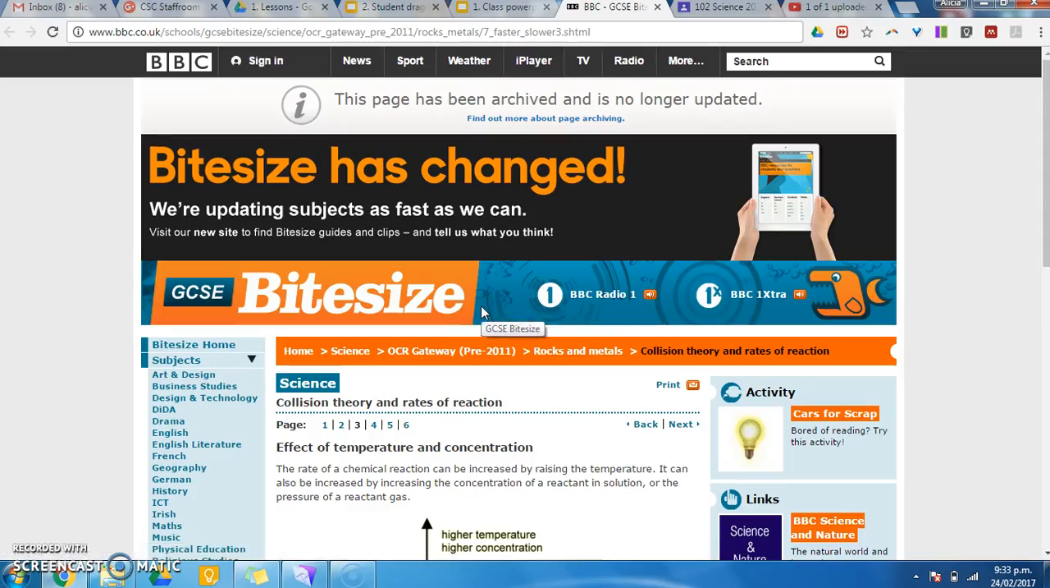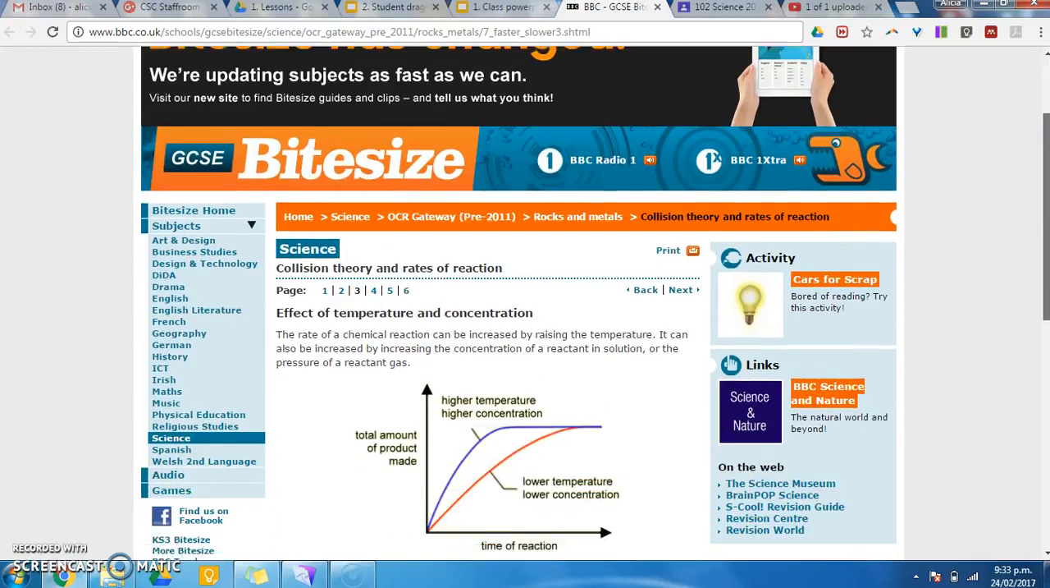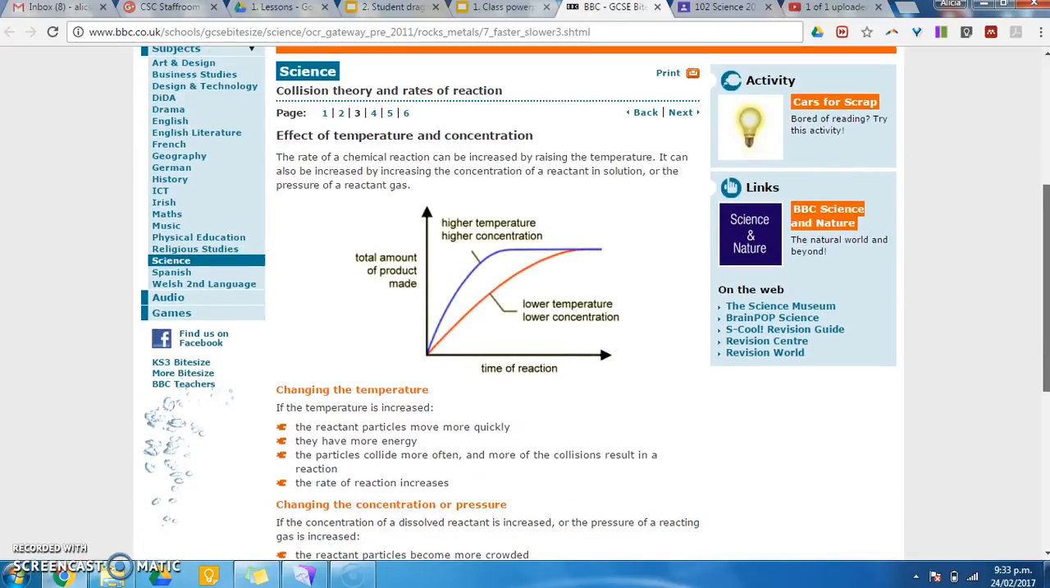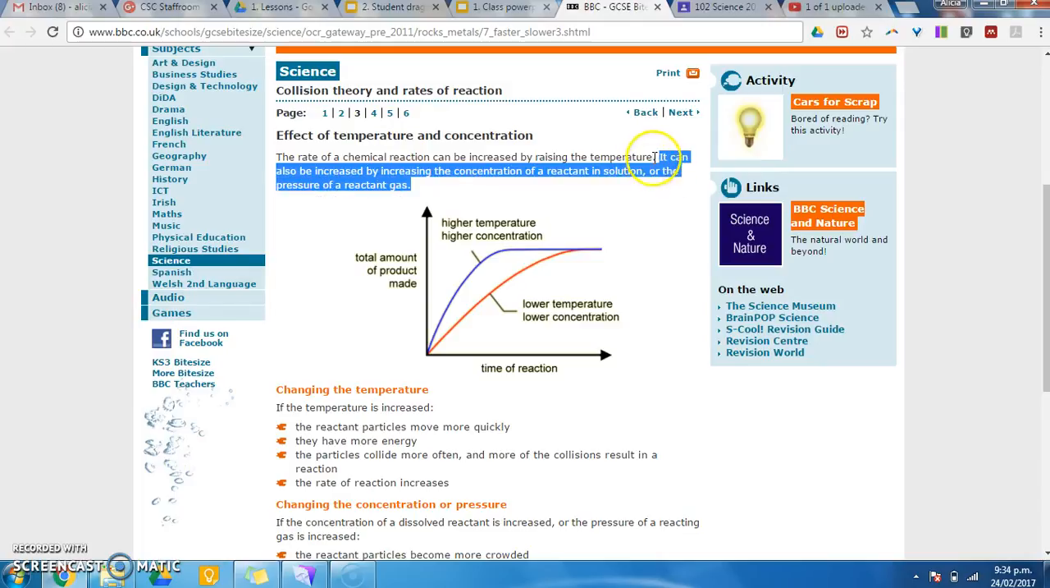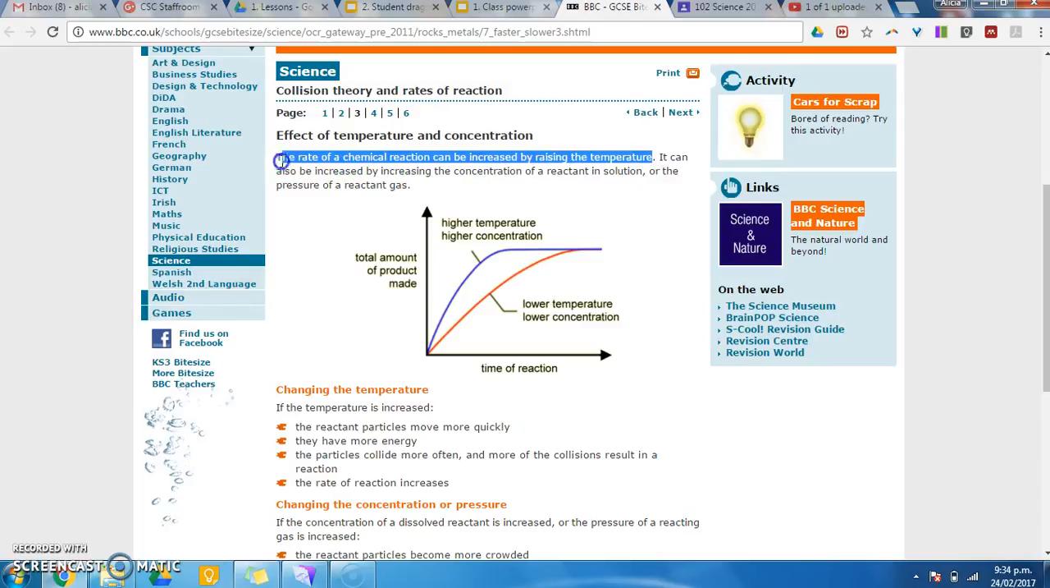So if we go to this web page first of all, you can click on it if you're using your computer, or you can just use what information pops up here. We're going to look at the effect of temperature on reaction rate. We're not too worried about concentration at the moment, just the effect of temperature. So the rate of a chemical reaction can be increased by raising the temperature. It can also be increased by increasing the concentration of the reactant in the solution or the pressure of the reactant gas. So we're not too worried about this part here. We'll just focus on this first bit. The rate of a chemical reaction can be increased by raising the temperature.